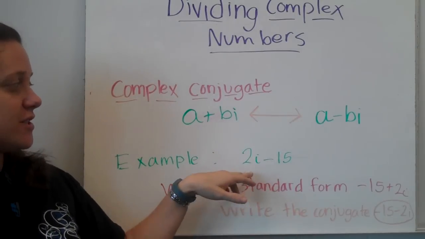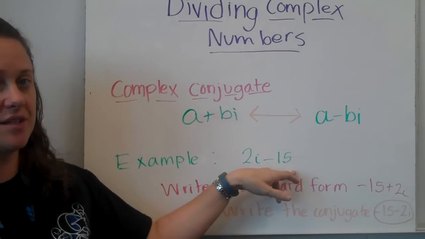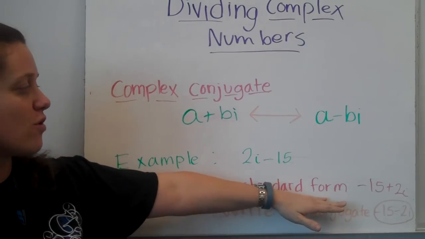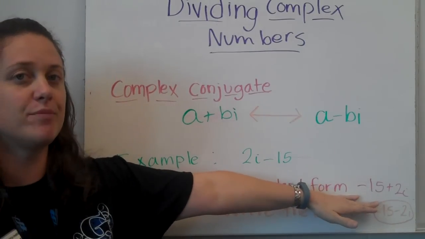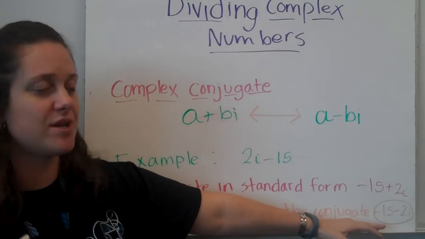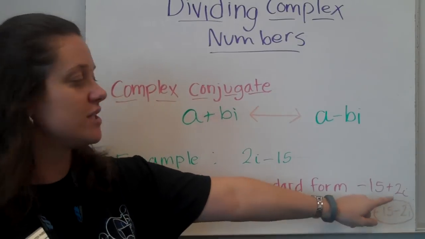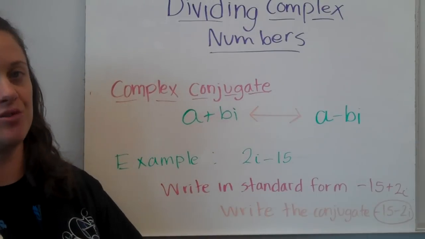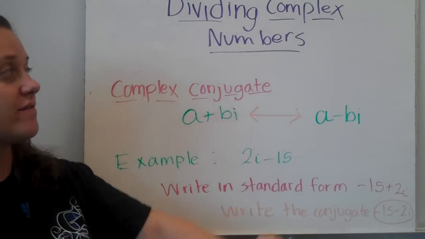So for example, if I had 2i minus 15, first I'm going to put it in standard form. So I put negative 15 plus 2i, and then like I said, the real number stays the same, so negative 15, and I turn it to the opposite, so minus 2i. And you're going to need these when you're dividing.